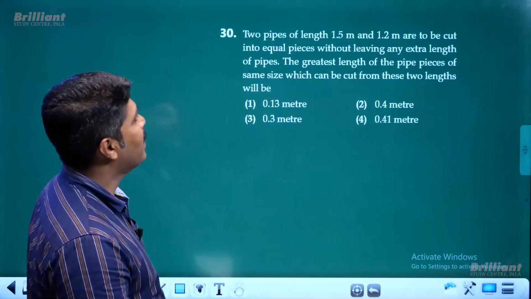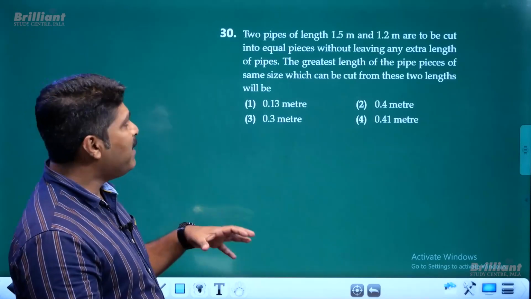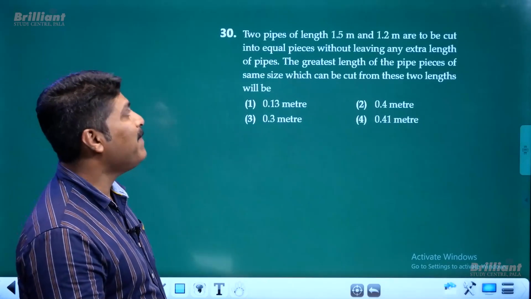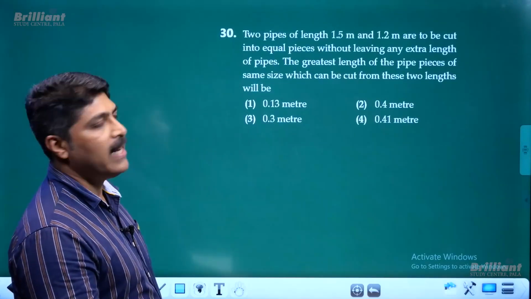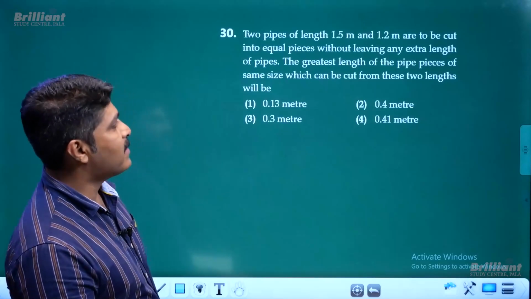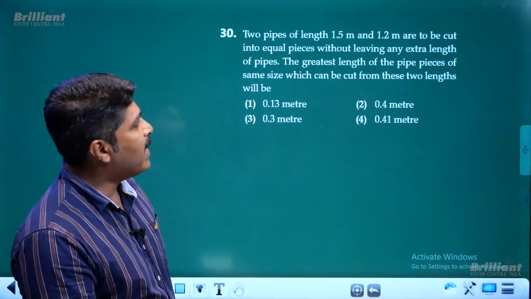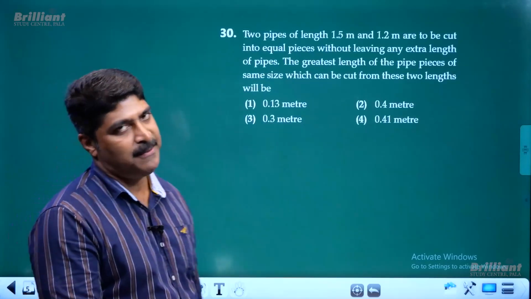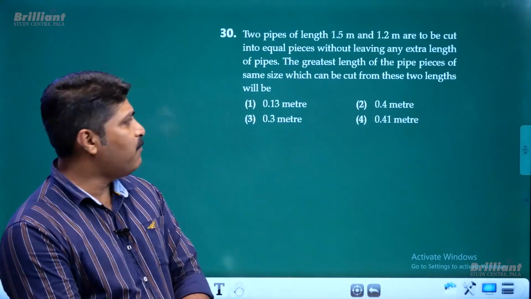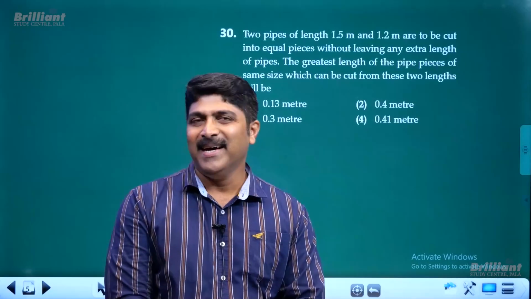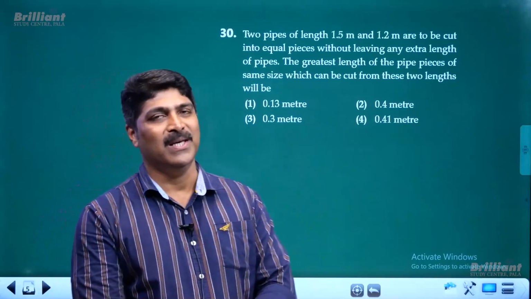So next one. 2 pipes of length 1.5 meter and 1.2 meter are to be cut into equal pieces without leaving any extra length of pipes. The greatest length of the pipe pieces of the same size which can be cut from these 2 lengths will be. Can you identify which topic this question is from? Yeah, it's from HCF and LCM. So it's a case of HCF.